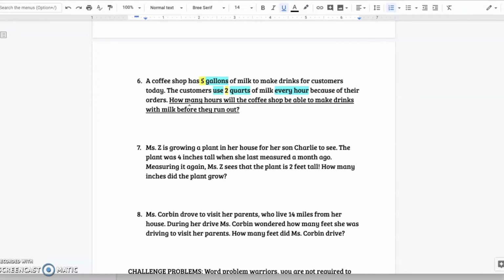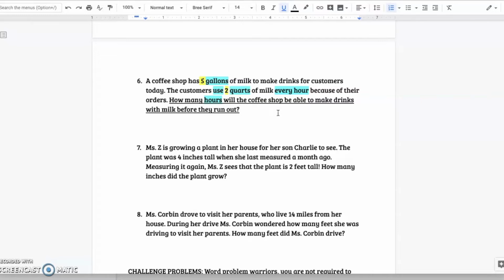How many hours will the coffee shop, one second, let me highlight this. How many hours will the coffee shop be able to make drinks with milk before they run out? Oh my. So I've boxed all my important words. I circled my numbers. I underlined my question. I have C, U, and B all the way done.